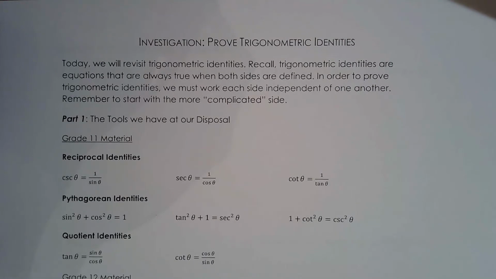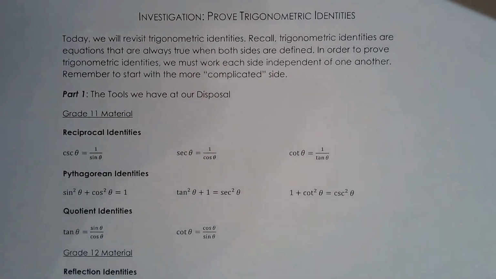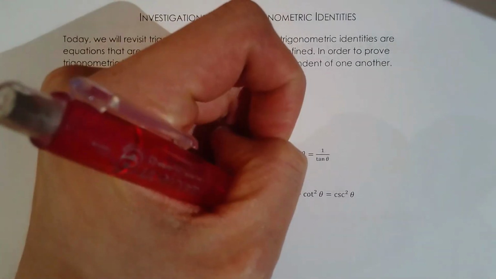Unfortunately that means that the identities we're proving in grade 12 will be a little more complicated than the ones you've worked in grade 11. But the good news is that you have the foundation. You know the idea of what it means to be an identity. Just in case you forgot, I'll show you what an identity is. So let's do it right over here.